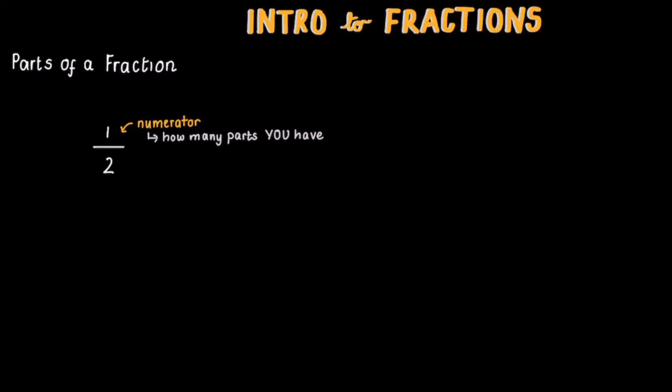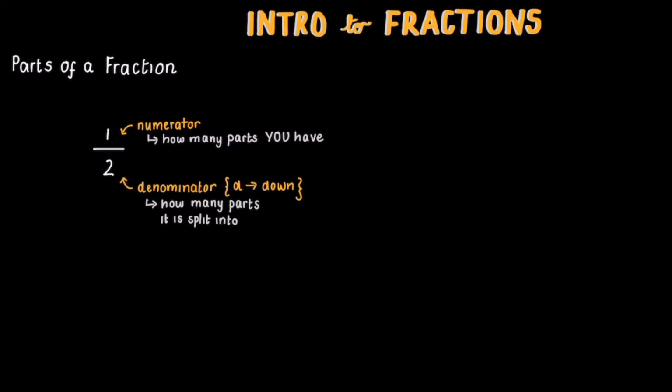So let's say there is 5 parts of a pizza. If you've taken one of those slices of the pizza, the numerator of your fraction will be 1, like it is in this example. Now the bottom number is called the denominator, and how I think to kind of remember which one's which, denominator starts with a D, and maybe you could think that D is for down, so at the bottom. So the denominator is how many parts the object or the thing is split into.